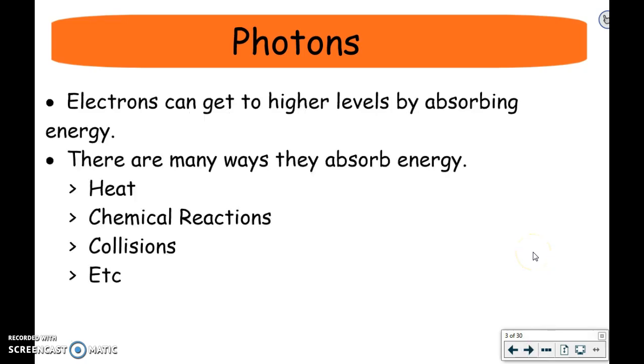There are a few different ways that they can get to higher levels. They have to absorb energy. And there are a few different ways that electrons can absorb energy. You could heat them up. You also have chemical reactions that can give them more energy. You could physically collide them and force them together. There are a few different ways for these electrons to gain energy.